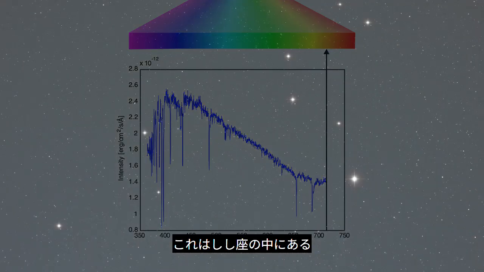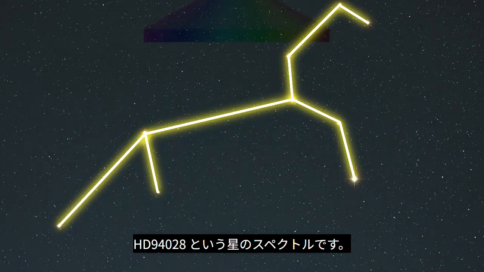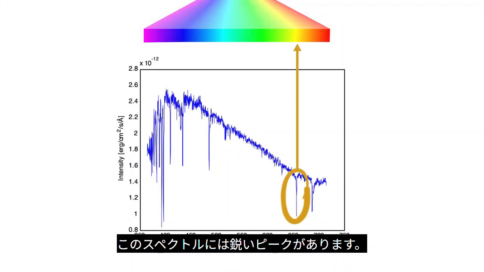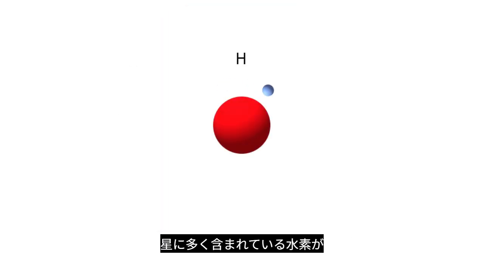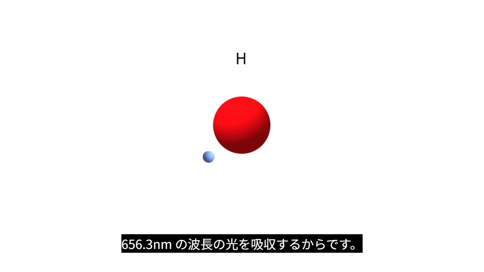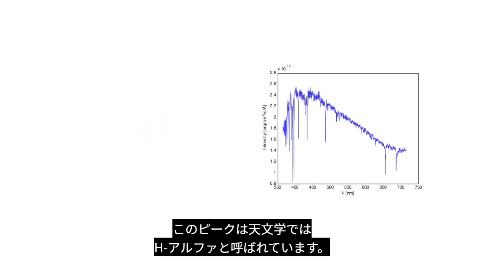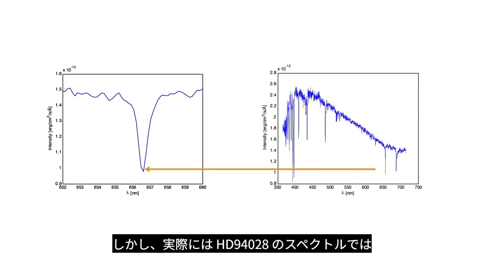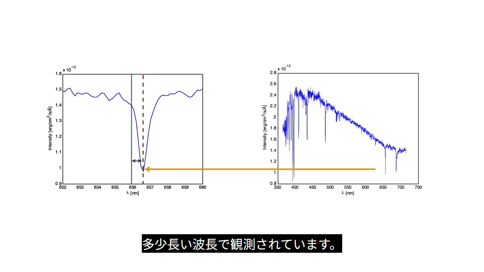This is the spectrum of HD 94028, a faint star in the constellation of Leo. Notice this deep spike in the spectrum, which means not much light is radiated at this particular wavelength, around 650 nanometers. This is a common feature of many stars because hydrogen, a major component of most stars, absorbs light at precisely 656.3 nanometers. However, as you will discover in this project, this spike in HD 94028's spectrum, called its hydrogen alpha line, occurs at a slightly longer wavelength than 656.3 nanometers.